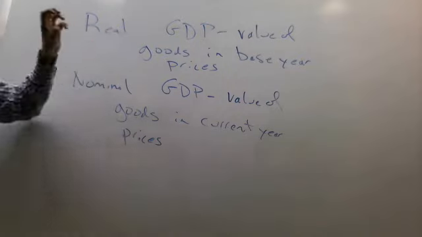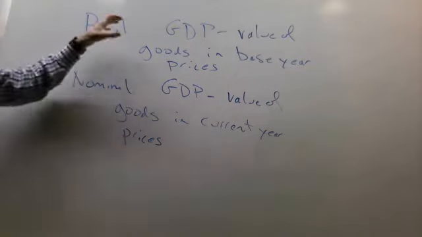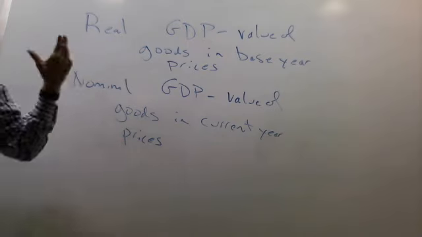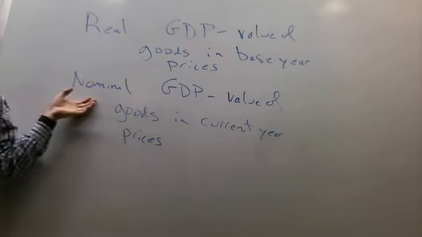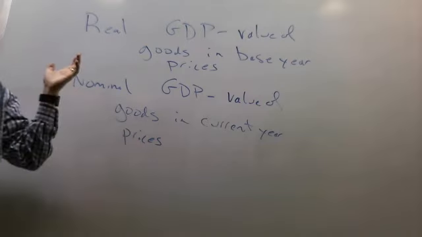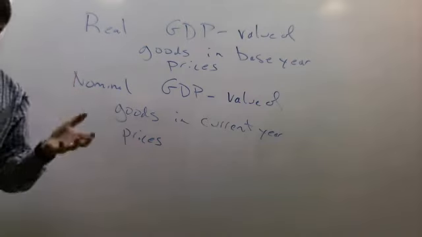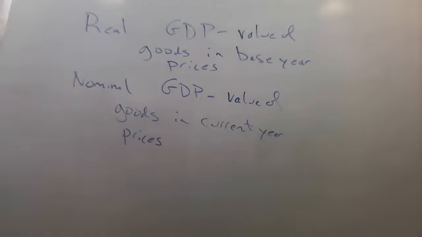Real GDP is if you take away the inflation, how much more stuff are we actually producing from one year to the next? And so when we're measuring economic growth, we don't want to use nominal GDP. We want to use real GDP. That tells us really how much more stuff we have. That's the better measure. All right, questions about that?